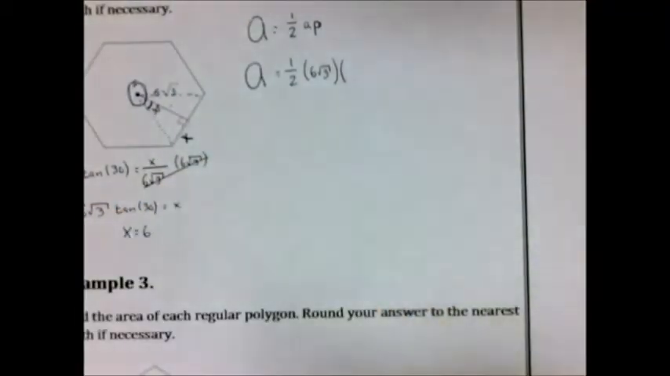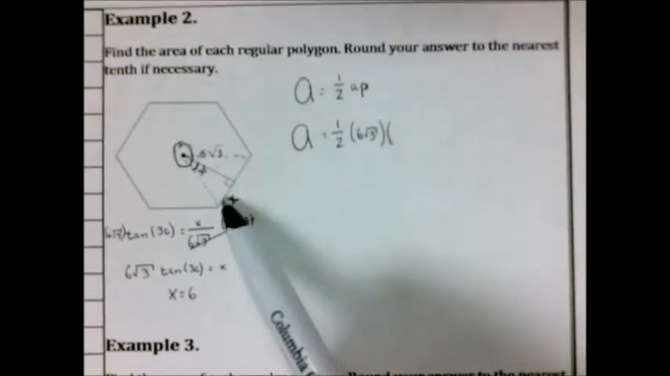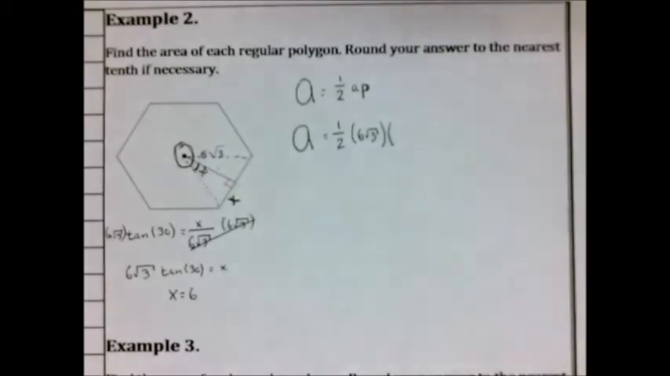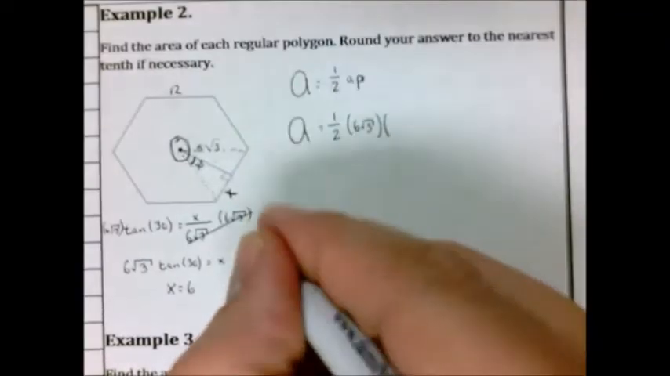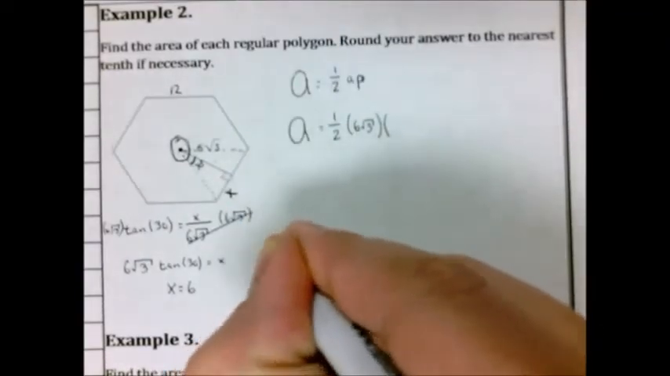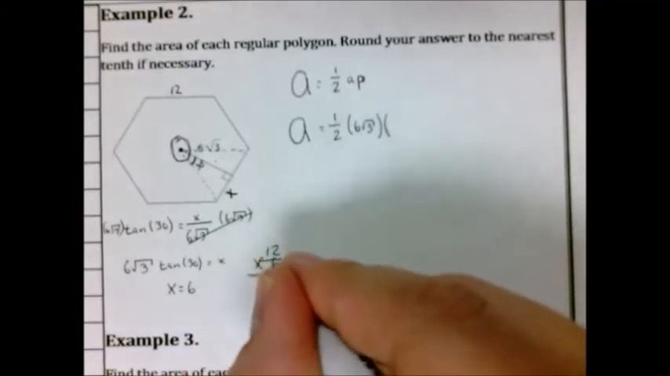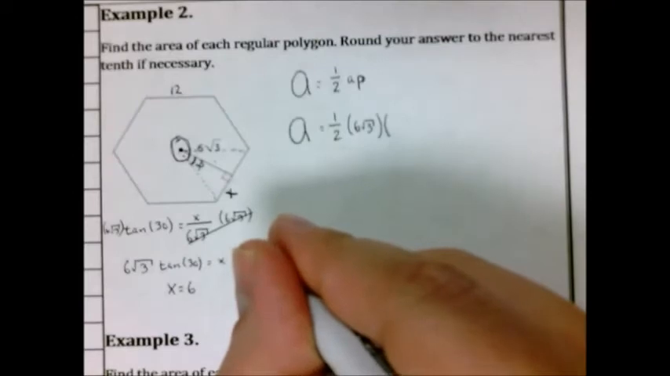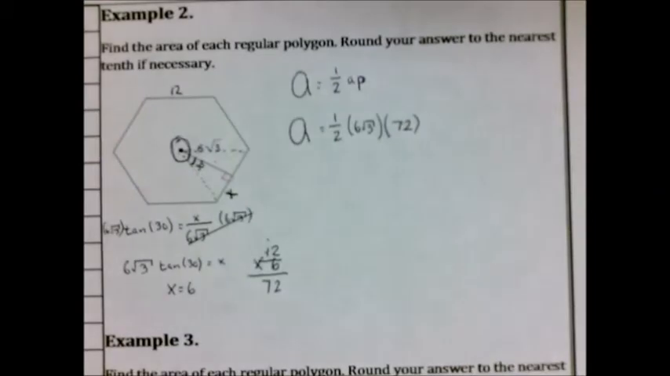Now that's this tiny little distance right here. The entire side is going to be double that, so each side is 12 units in length. To figure out the perimeter, all I have to do is multiply 12 times 6, since there are 6 sides. 6 times 2 is 12, 6 times 1 is 6, plus the 1 is 7, and so our perimeter is 72.